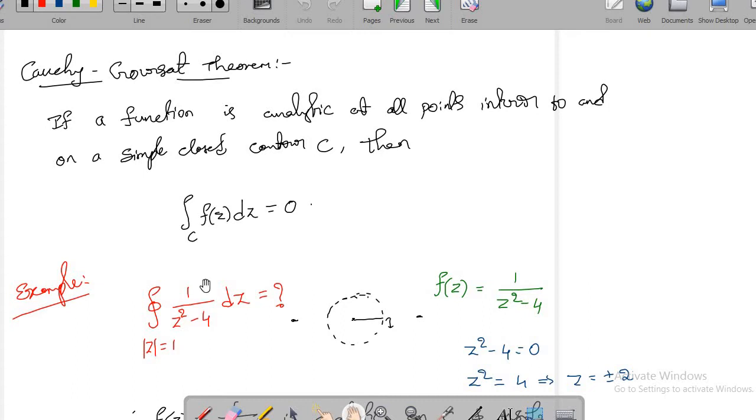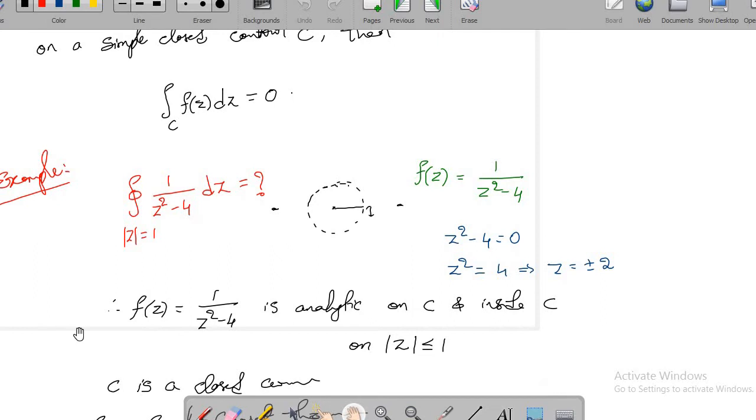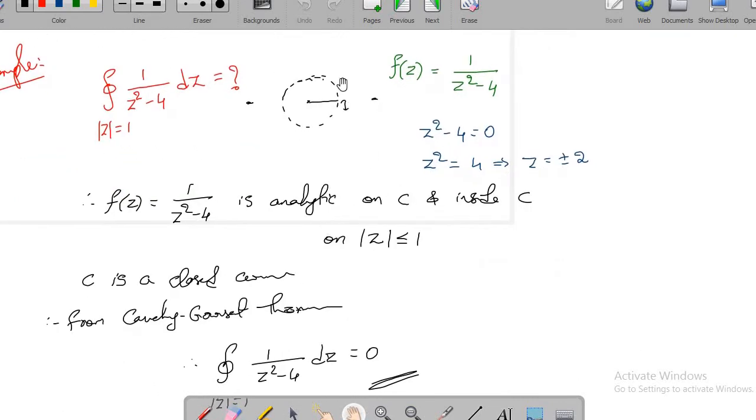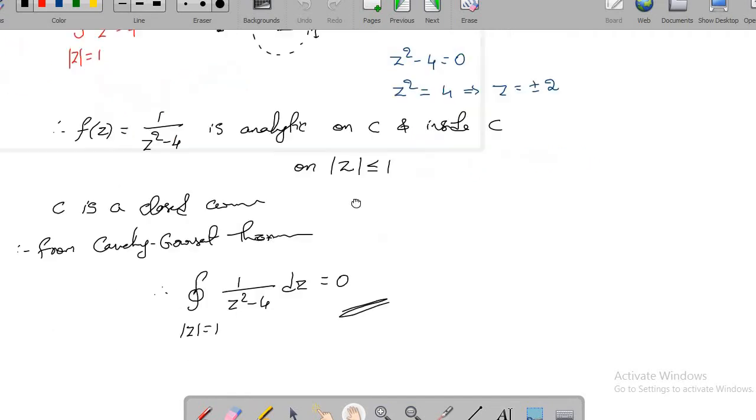So we saw some examples. When you take this curve |z| = 1, we see whether this function is analytic on the curve and also inside the curve or not. So if you observe, the only problematic points for this function are ±2, which are anyway not in the domain, not in this circle. Therefore, you can conclude that the value of this integral is 0.